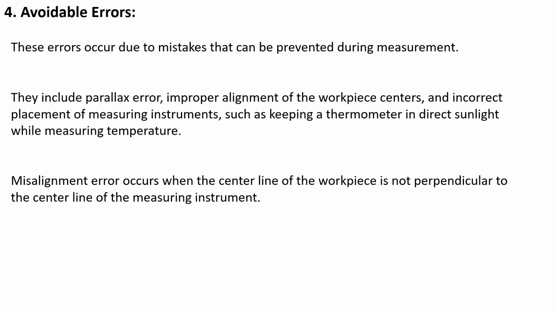The next type of error is avoidable error. These errors occur due to mistakes that can be prevented during the measurement. These avoidable errors include parallax error, improper alignment of the workpiece centers, and incorrect placement of the measuring instrument, such as keeping a thermometer in direct sunlight while measuring the temperature. These are all included in the avoidable errors.